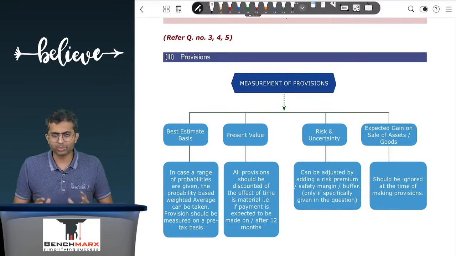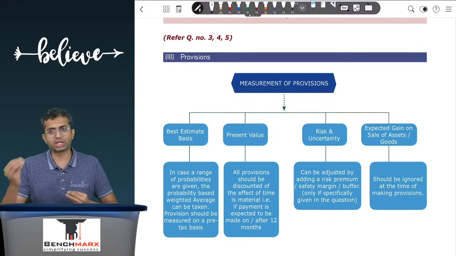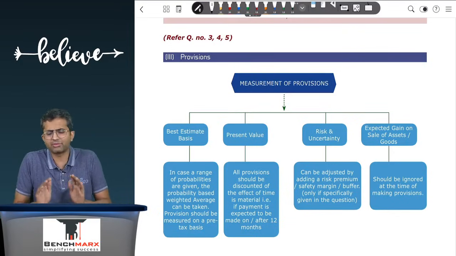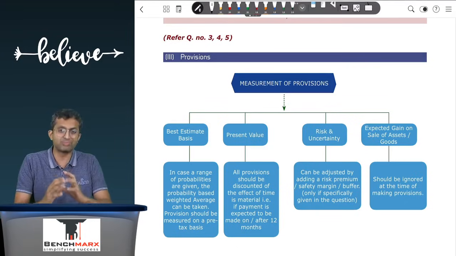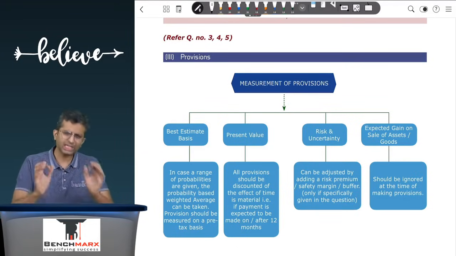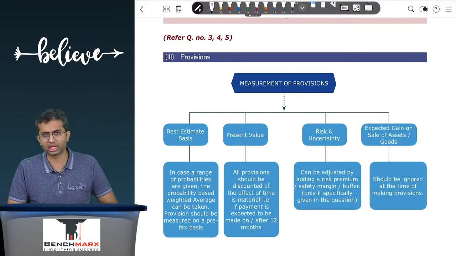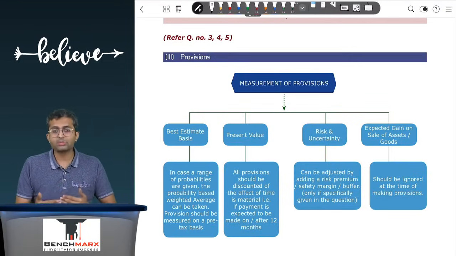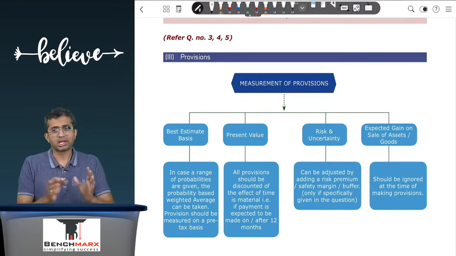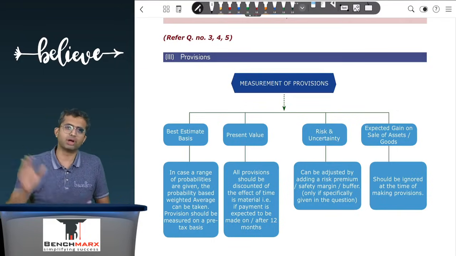While you are measuring provisions, you will ignore expected gains that arise on a potential sale of the assets. However, you will consider the measurement based on the expected cost that you will have to incur. In certain extremely rare cases, in the language of the standard, you may not be able to measure the provisions, in which case, rather than measuring it wrongly, you can give a mere disclosure.